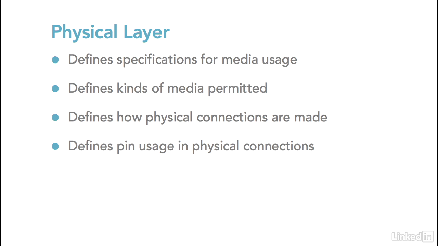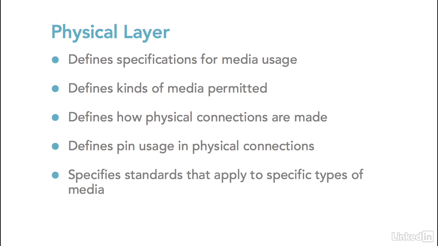media that's being used. Defining pin usage would apply to copper type media, but if you're using wireless type media, then the physical layer would define how the waves are modulated or the frequency of the waves that are allowed to be used. So these are the kind of things that the physical layer defines when it's putting specifications on the media usage that the physical layer is using. One thing to keep in mind, when the physical layer specifies a standard, that standard only applies to a very specific type of media. Different types of media, even different types of copper media, are going to have different standards that are specified by the physical layer.